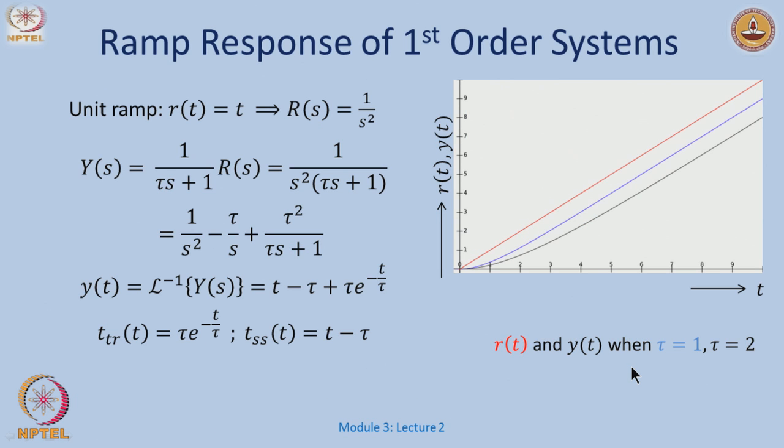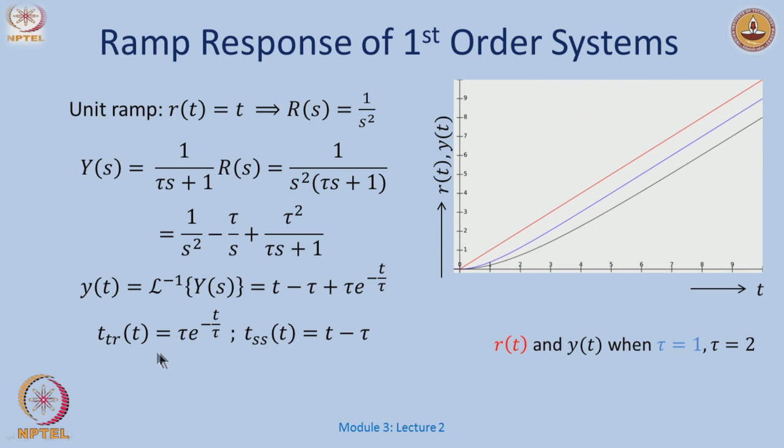Now what happens when the input is a ramp, or when I am asking my system to track a ramp? We have 1 over tau s plus 1 times r of s, and then I do the inverse Laplace. The response to a ramp would look like this: t minus tau plus tau e to the power minus t over tau. Again, how do we differentiate between the transient response and the steady state response?